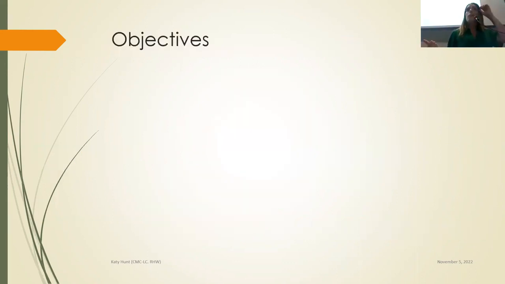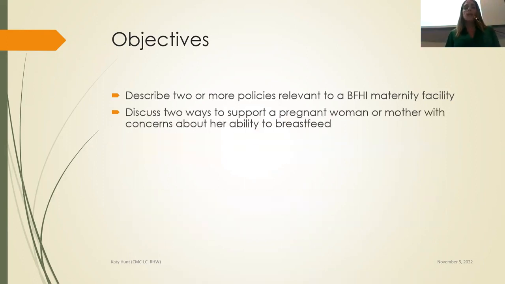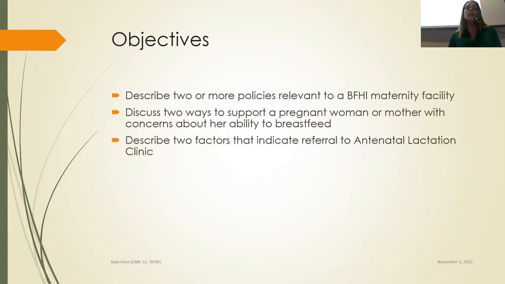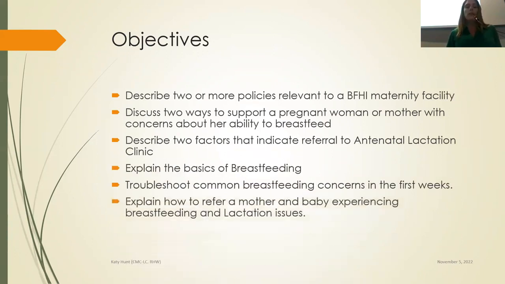Thank you for being interested in breastfeeding and helping our women achieve their goals. Today's objectives: describe 2 or more policies relevant to a BFHI maternity hospital. Our women are coming here to a BFHI hospital, and I'll tell you what that is. Next, discuss 2 ways to support a pregnant woman or mother with concerns about her ability to breastfeed, and describe 2 factors that indicate referral to the antenatal lactation clinic. I'll tell you what that is. Then explain the basics of breastfeeding and troubleshoot common concerns in the first weeks, and explain how to refer a mother experiencing lactation issues.